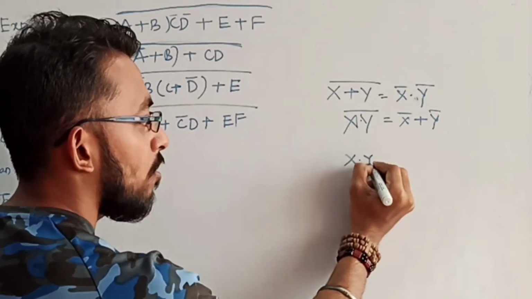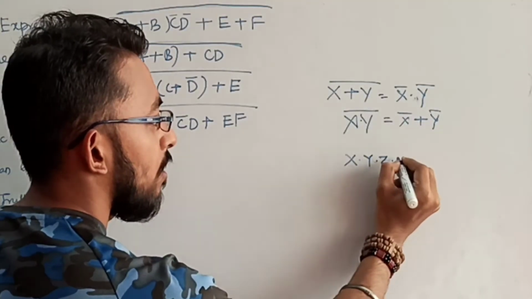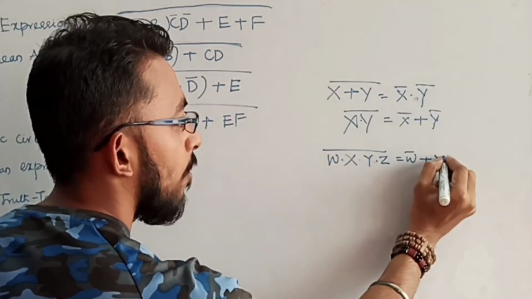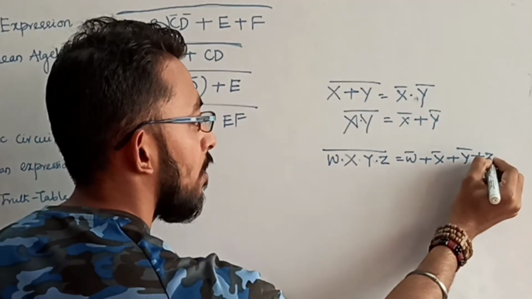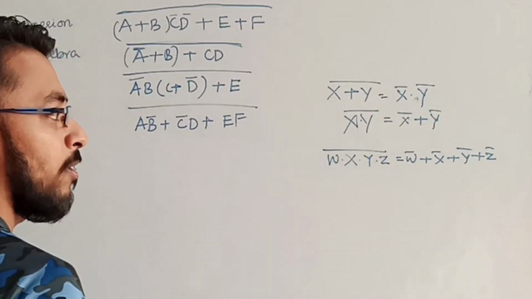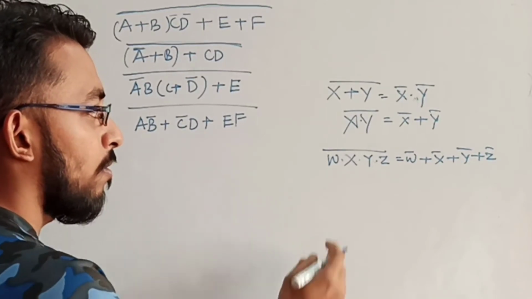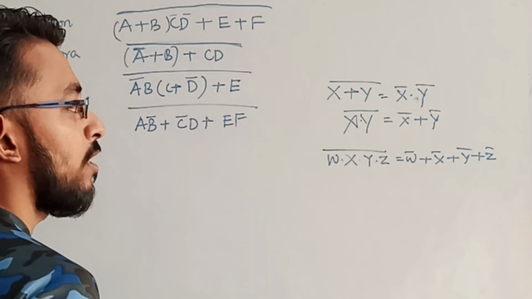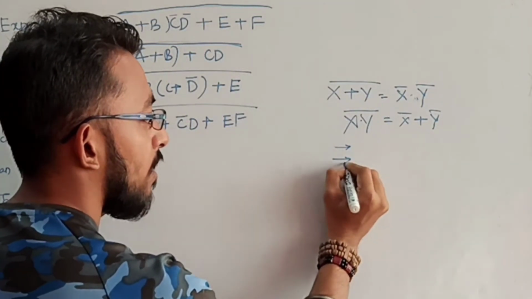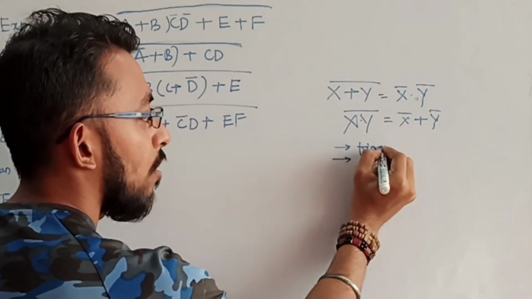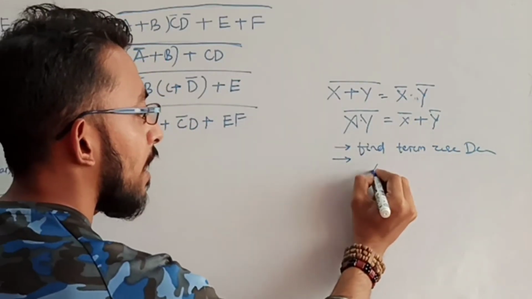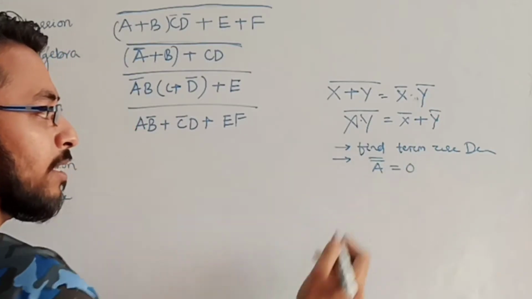It can be x dot y dot z dot w whole bar, which is nothing but w bar plus x bar plus y bar plus z bar. So in place of two variables, there can be any number of variables, so that does not affect our De Morgan theorem. It will work the same way that it does for two variables. So what are the steps to solve this question? Let me tell you once again. The first step is you have to find upon which term you can use this De Morgan. Second, you have to use this rule, a bar bar is nothing but a.